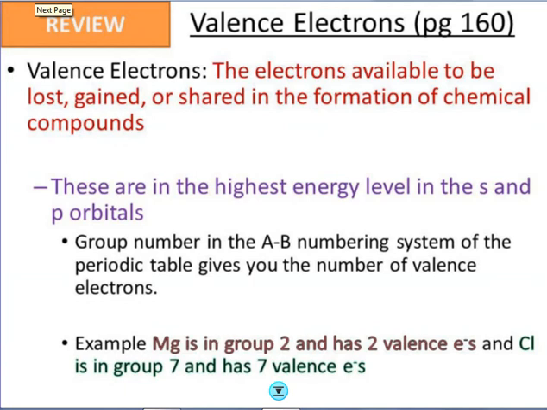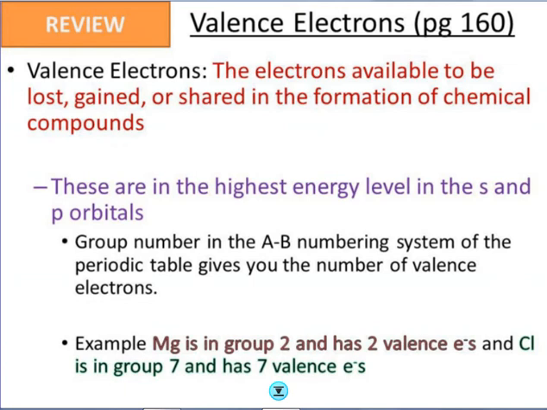Okay, a couple slides of review. Valence electrons. If you remember, the valence electrons are the ones that are in the outermost energy level. These are the ones that are lost, gained, and shared when making chemical compounds. Okay, again, the highest energy level.